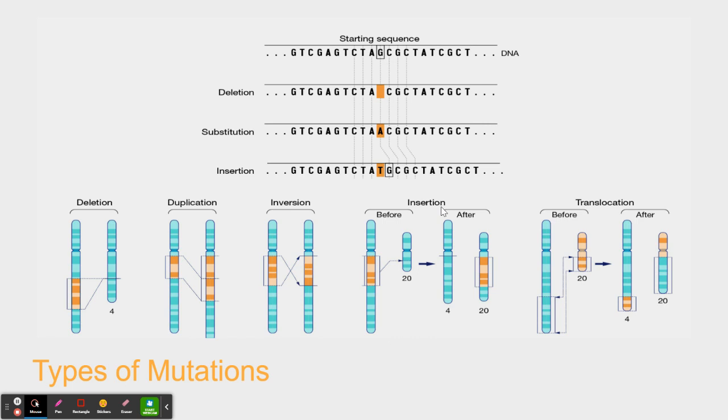Now, not all mutations are a big deal. Some of them can just happen and nothing actually happens to the organism. But there's also going to be ones that can be detrimental to an organism. And there's also some that are beneficial. So a lot of mutations have a wide variety of things that can happen. So first, we're going to start off with point mutations.